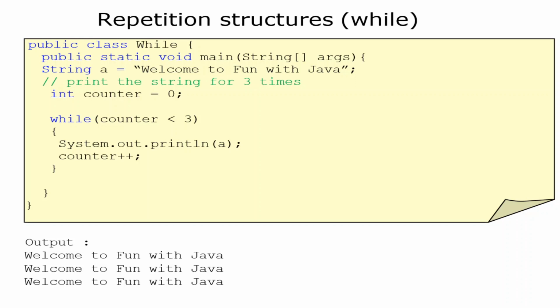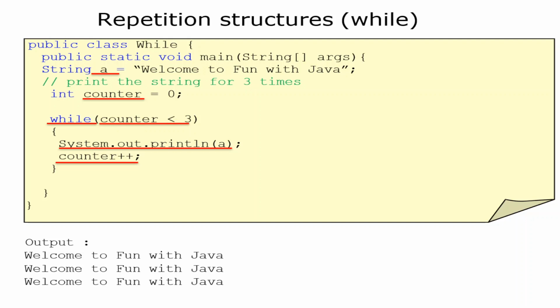First, we initialize a string a as "welcome to fun with Java" and a variable counter as 0. Then we type while, and inside the bracket is a loop continuation condition. It will stop the loop if the condition is false. In this case, the loop will stop if counter is equal to 3. Then we have our statements that need to be repeated, the loop body. Let's see how it works.